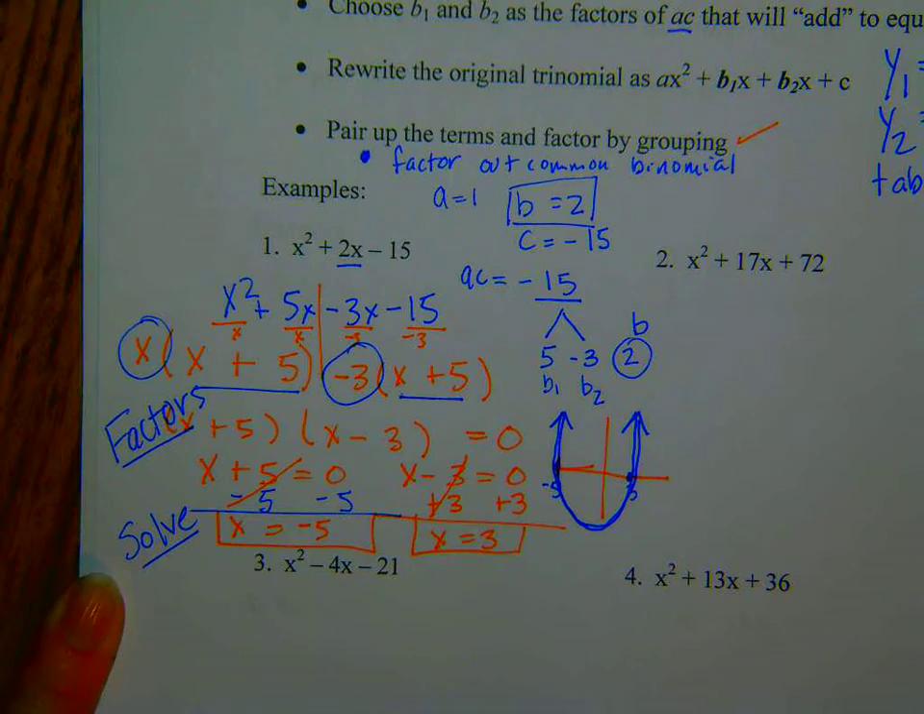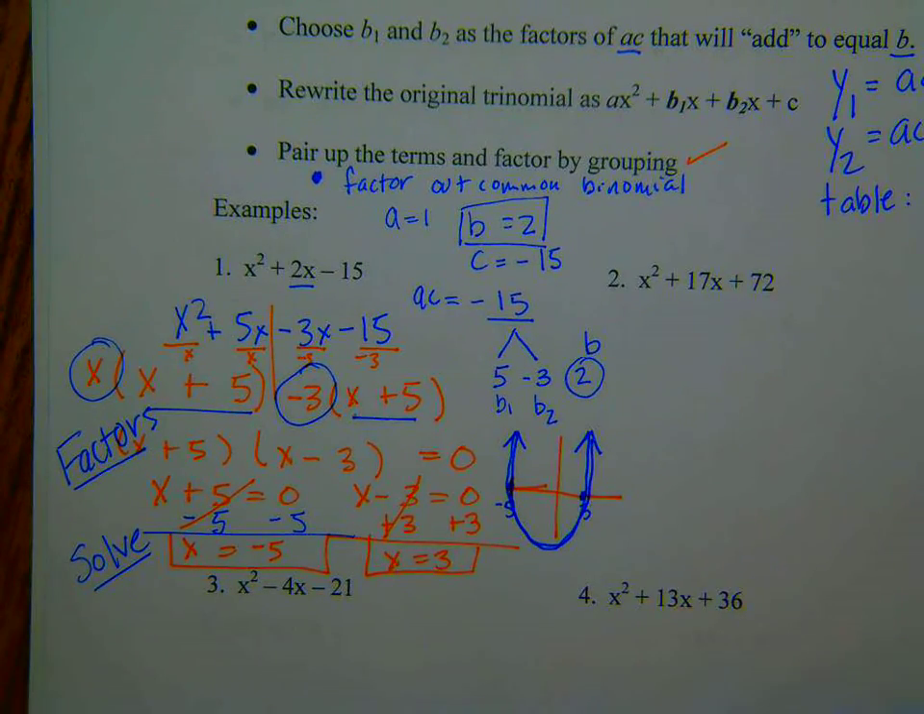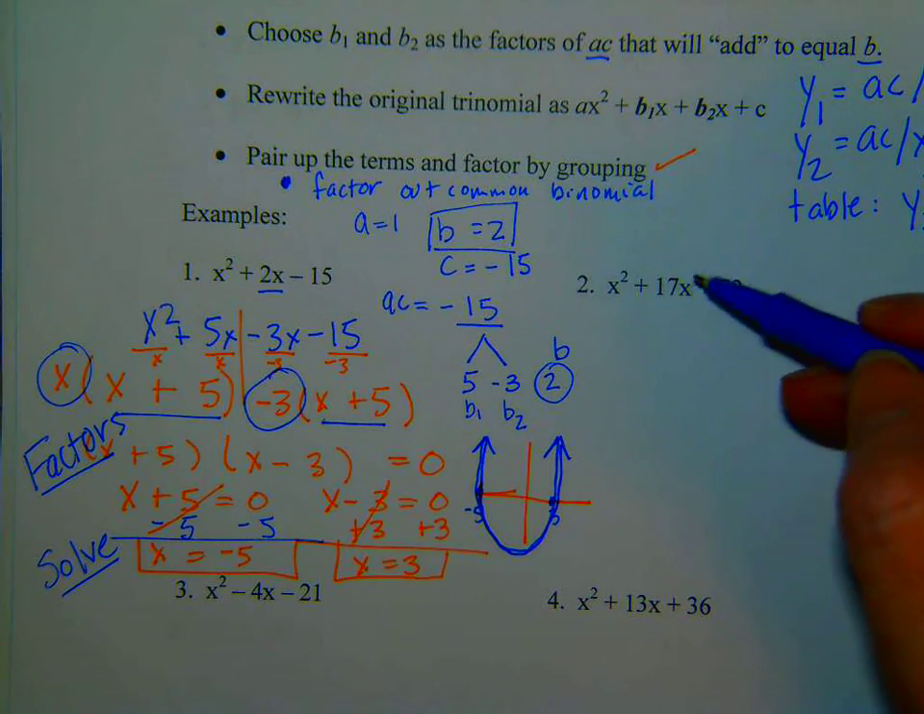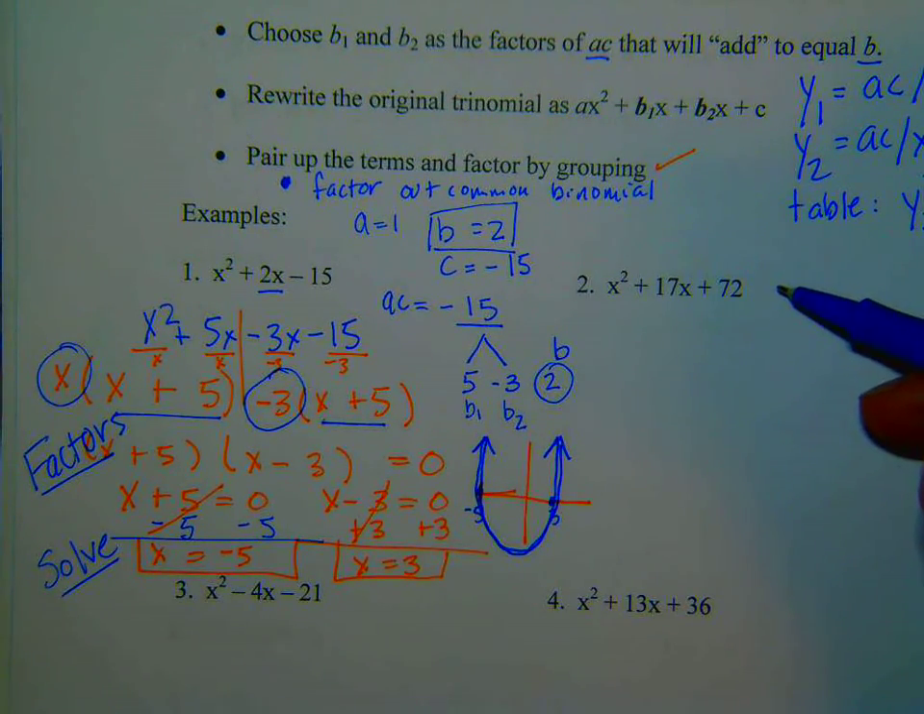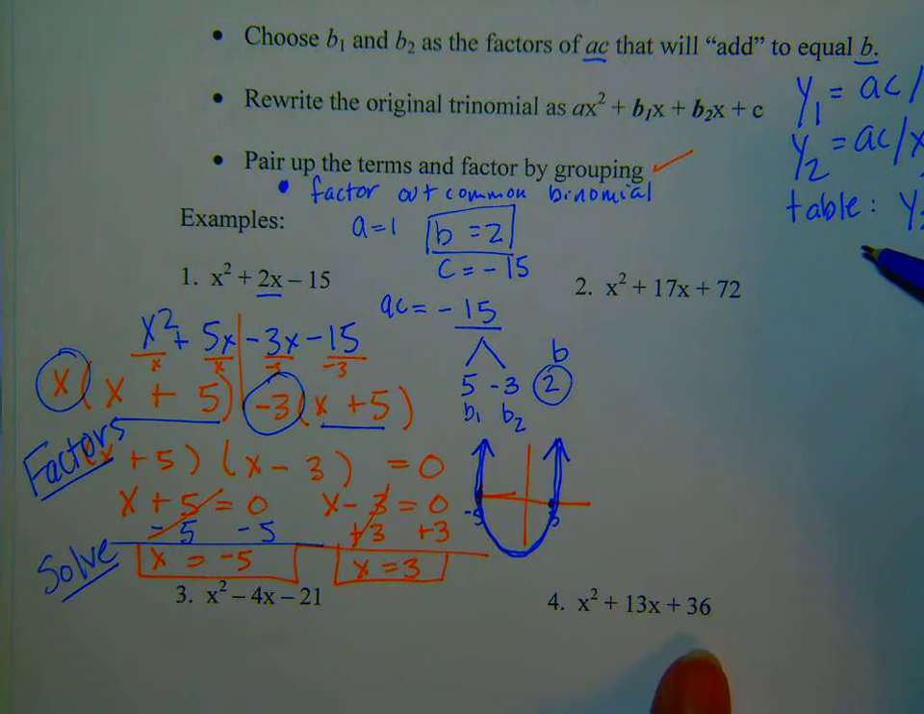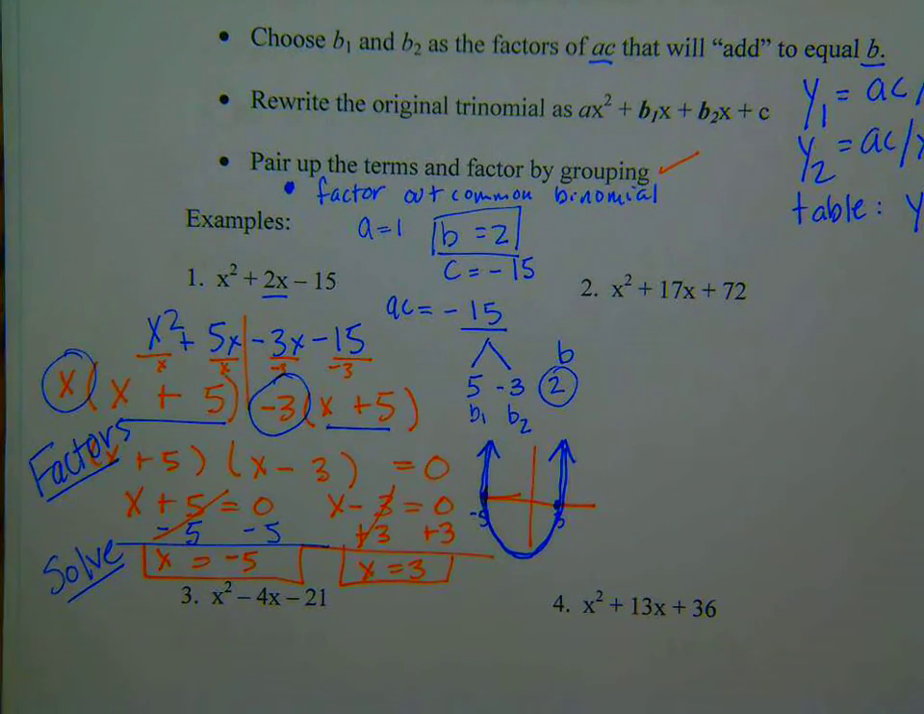Factor and solve. Okay? I'd like, for homework, you are going to solve the next three problems. X squared plus 17x plus 72, x squared minus 4x minus 21, and x squared plus 13x plus 36. Go ahead and factor them. Now, you can pause the video and finish those.